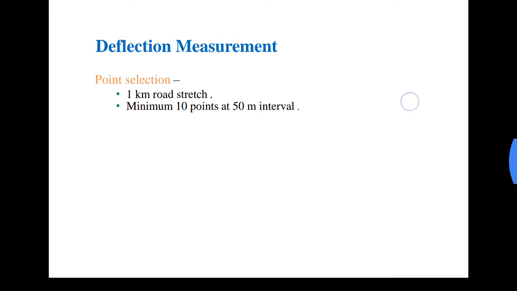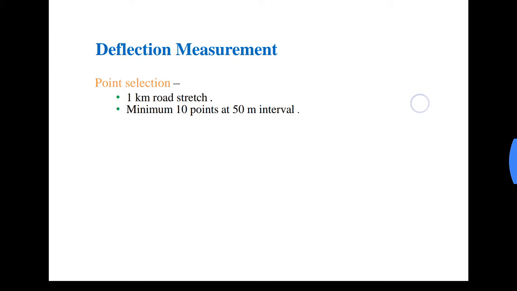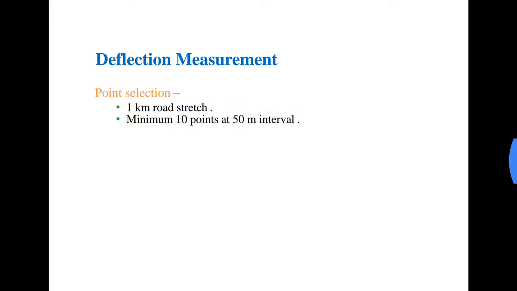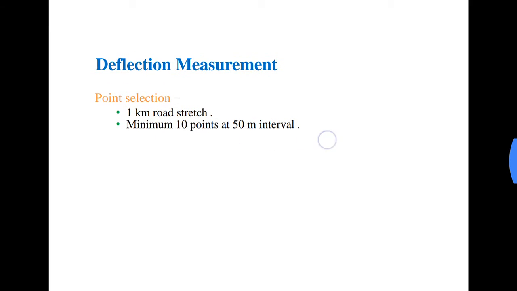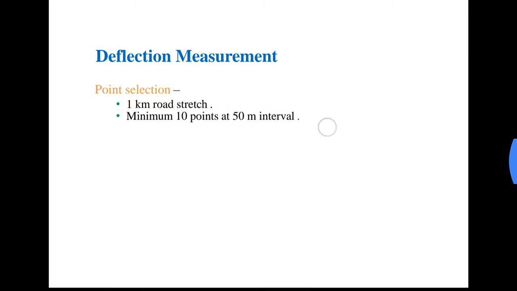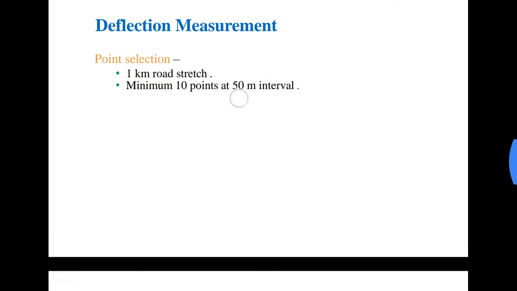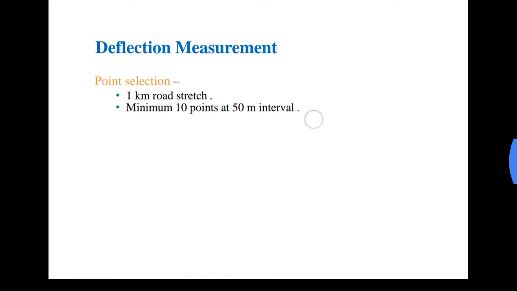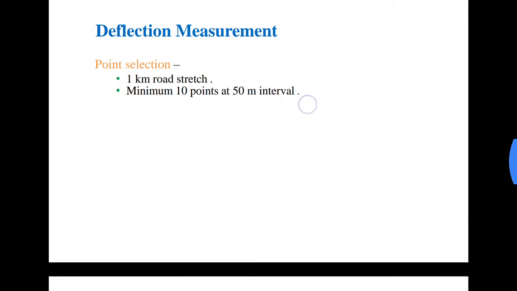So for deflection measurement, the point selection: a minimum of 1 kilometer road stretch is to be considered as a study area. Okay, and within this 1 kilometer road stretch, minimum 10 points at 50 meters interval should be taken. Okay, these are minimum points you need to take. You can take more than this, but you should not take less than this.